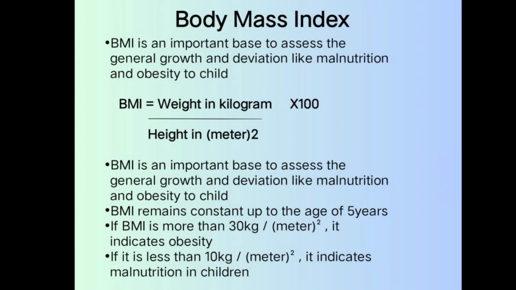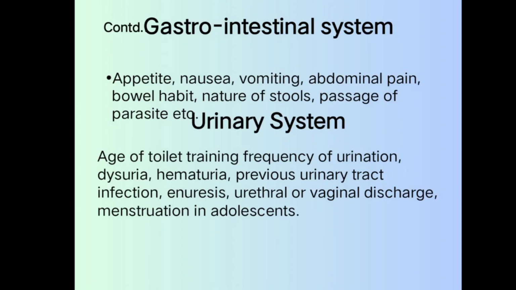Next is body mass index. BMI is an important basis to assess general growth and deviations like malnutrition or obesity in the child. Body mass index is equal to weight in kilograms by height in meter square into 100. By obtaining this value, we come to know whether the child is in overnutrition, that is obesity, or undernutrition, that is malnutrition. If BMI is more than 30 kg per meter square, it indicates obesity, and if it is less than 10 kg per meter square, it indicates malnutrition in children. So once we measure the anthropometric measurements, we employ them in the degree of malnutrition and body mass index.